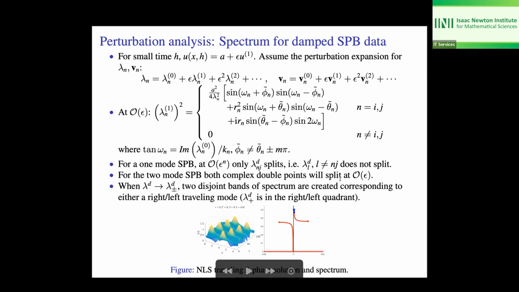And so for a 2-mode SPB, both complex double points will split at order epsilon. And again, the perturbation is asymmetric. And so the double point splits asymmetrically into these two disjoint bands of spectrum, and creates this right or left traveling mode, depending upon whether lambda plus, the upper lambda, is in the right or left quadrant.